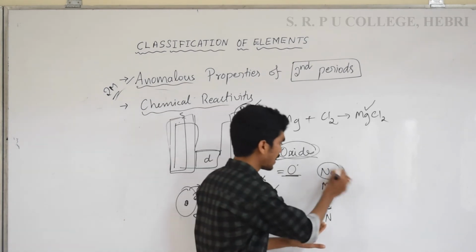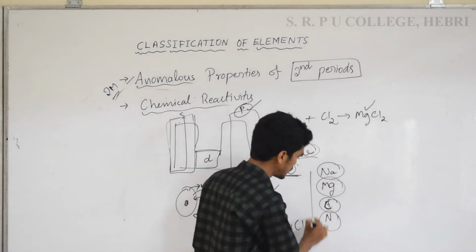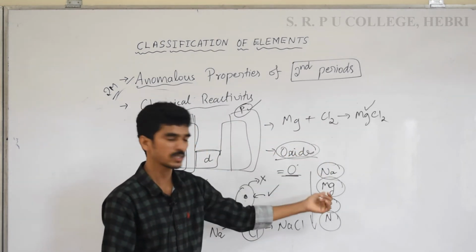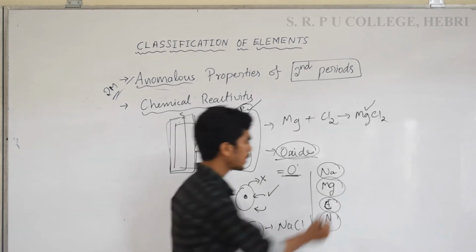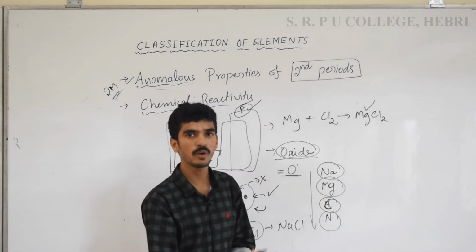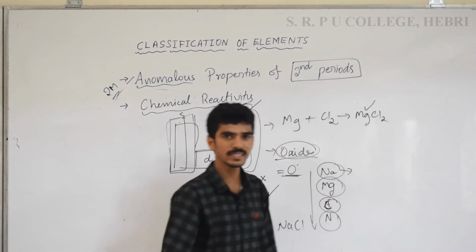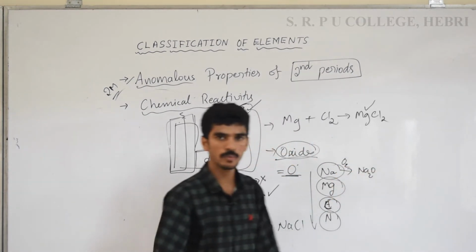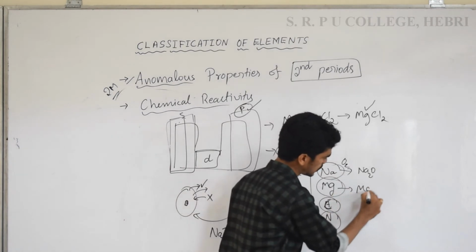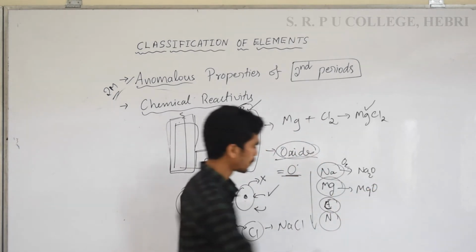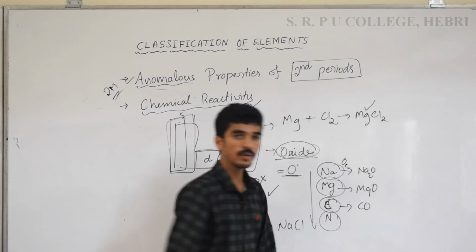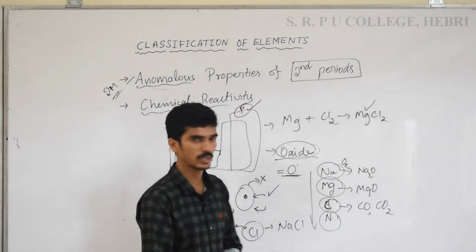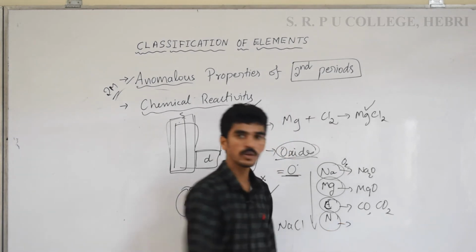So reactivity goes on decreasing across the period, starting from sodium, potassium, magnesium, that react with oxygen to form oxides. For example, if Na reacts with oxygen, it can form Na2O. If Mg reacts with oxygen, it will form MgO. Carbon can form carbon monoxide or carbon dioxide, both are possible. Nitrogen can give NO2.